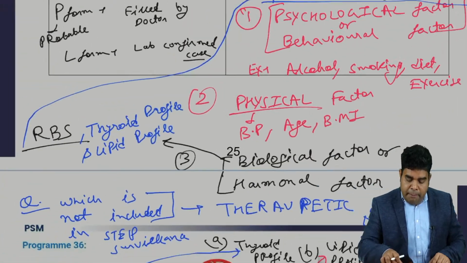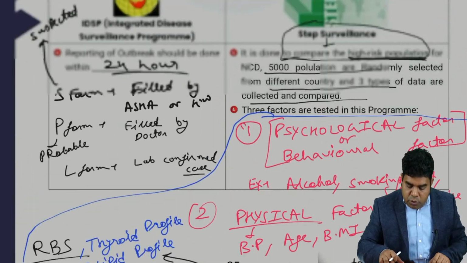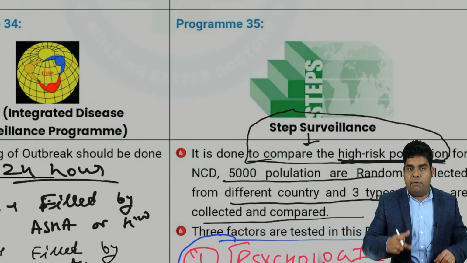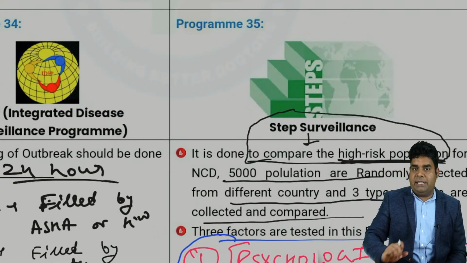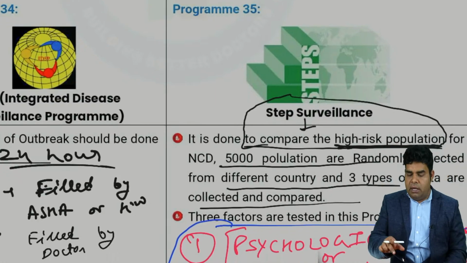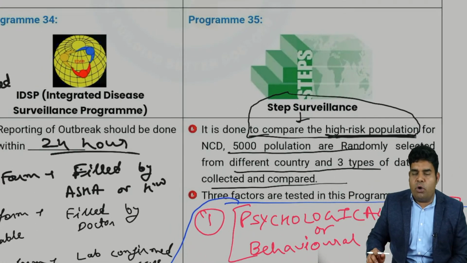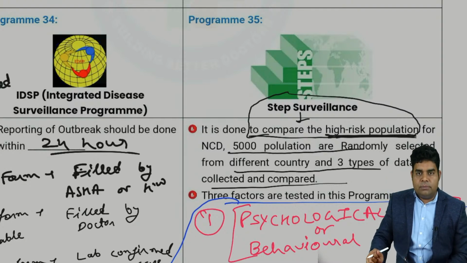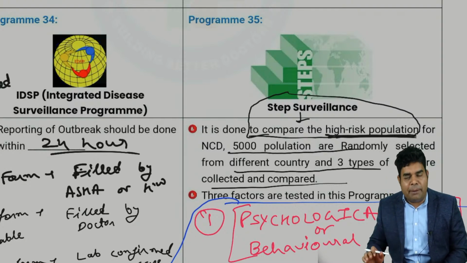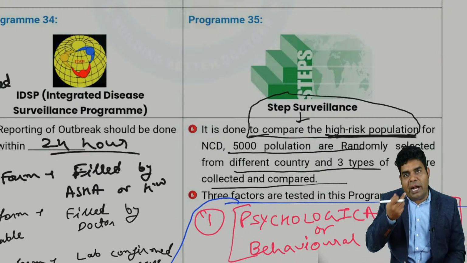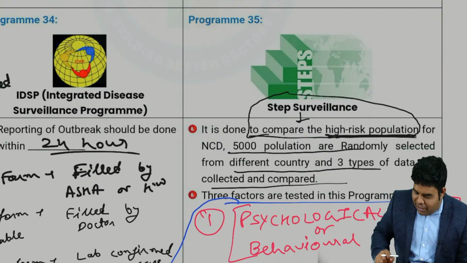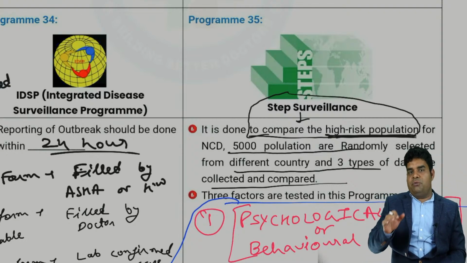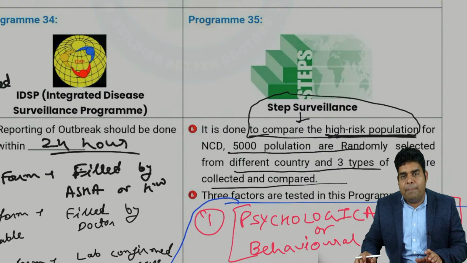But before moving there, I want to revise one very important thing with you, that is STEPS surveillance. A lot of questions are coming from it. STEPS surveillance is, let's say you want to compare whether India has more high-risk population for diabetes or Uganda. Uganda is a real country name. And don't look at me and say Uganda.